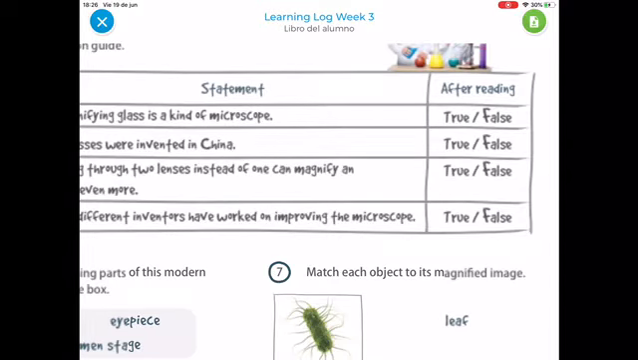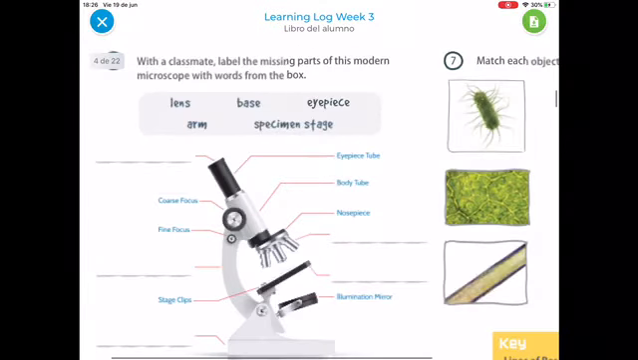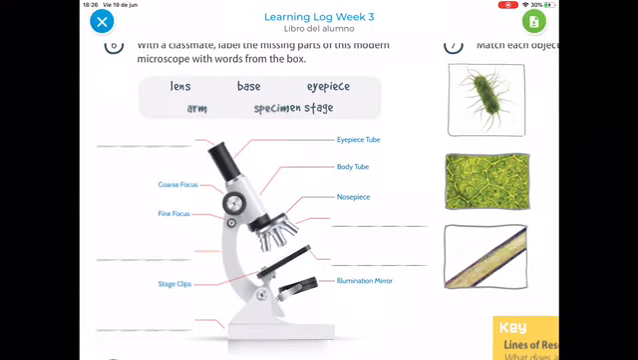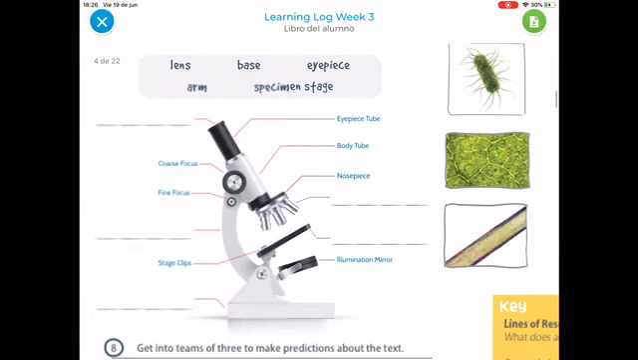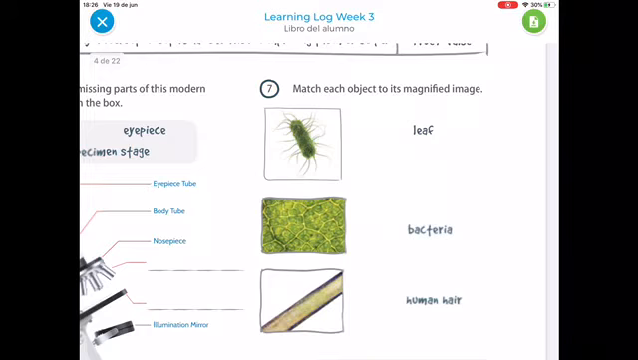Then we're gonna move on exercise 6. We're gonna label the missing parts of this modern microscope with words from the box. Lens, base, eyepiece, or specimen stage. Then we're gonna match each object to its magnified image. You have leaf, bacteria, and human hair.